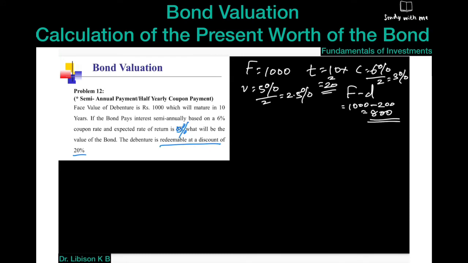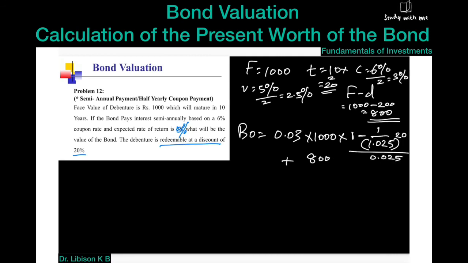And apply the formula. We have made the adjustments, then all the figures you apply into the formula. B0 is equal to 0.03 multiplied by 1000 multiplied by 1 minus 1 divided by 1.025 raised to 20, divided by 0.025, plus 800. Instead of 1000 we are taking 800, divided by 1.025 raised to 20. So V0 is equal to, you solve it.